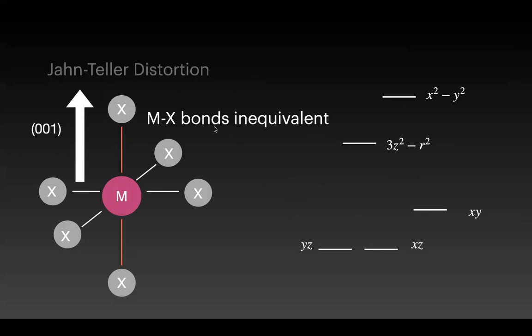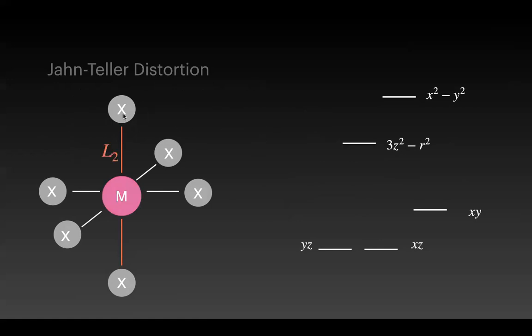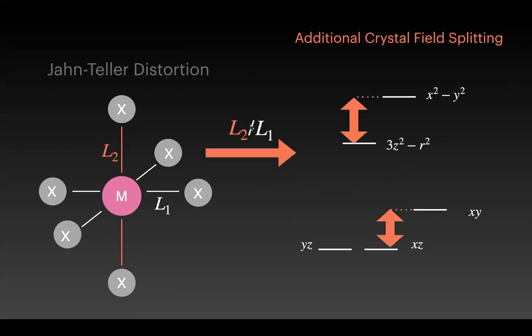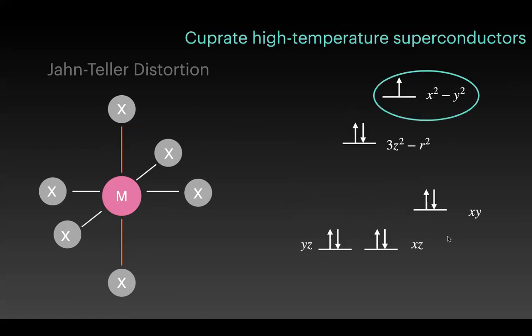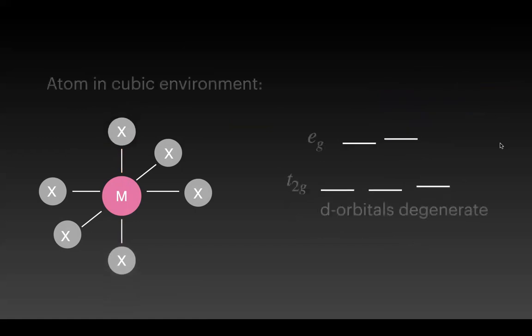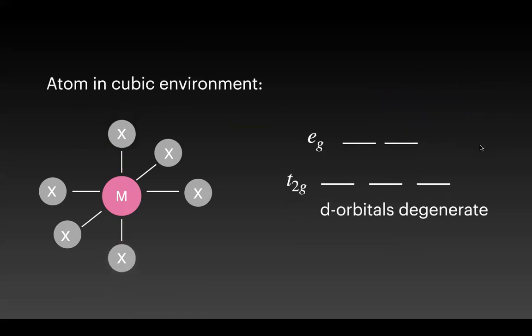And this Jahn-Teller distortion is characterized by the metal ligand bonds being inequivalent. So they look, for example, like this: L2 and the L1s in plane, which leads to this additional crystal field splitting. So you can think of this L2 over L1 determining this crystal field splitting here. And this is quite important in materials like copper oxide high temperature superconductors, for example, where you really want a strong orbital polarization. But there are other ways to distort an octahedron away from a cubic environment.